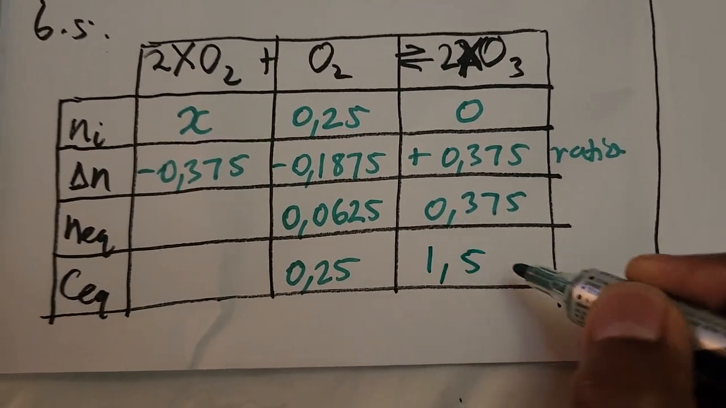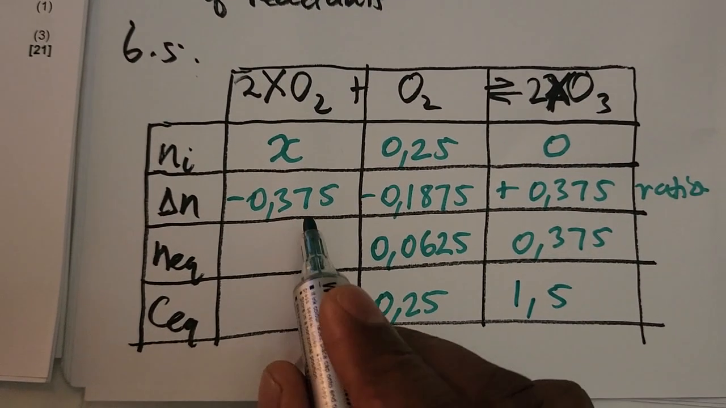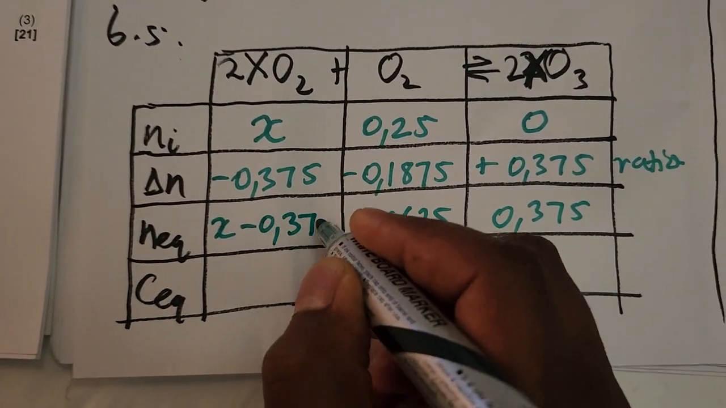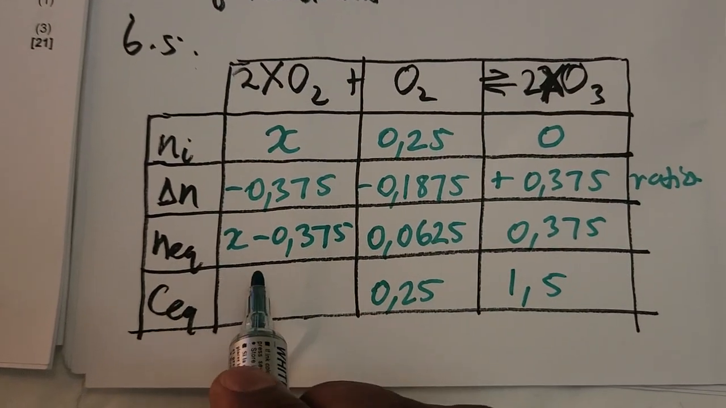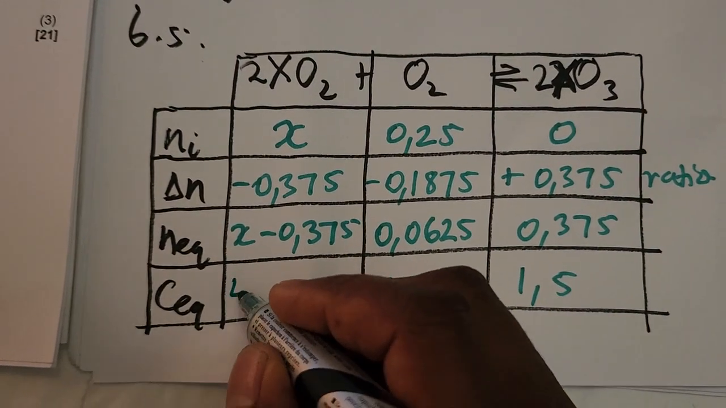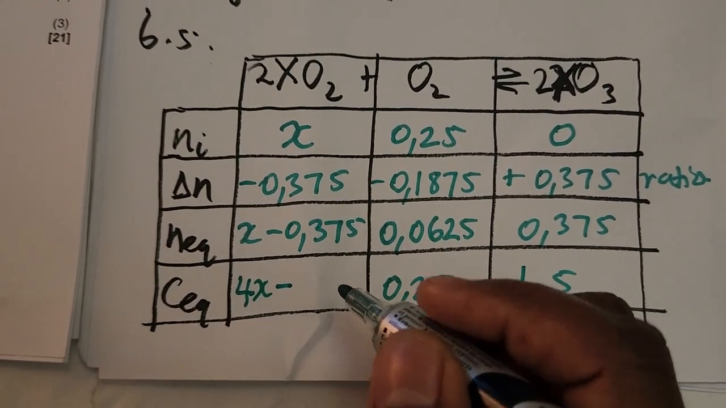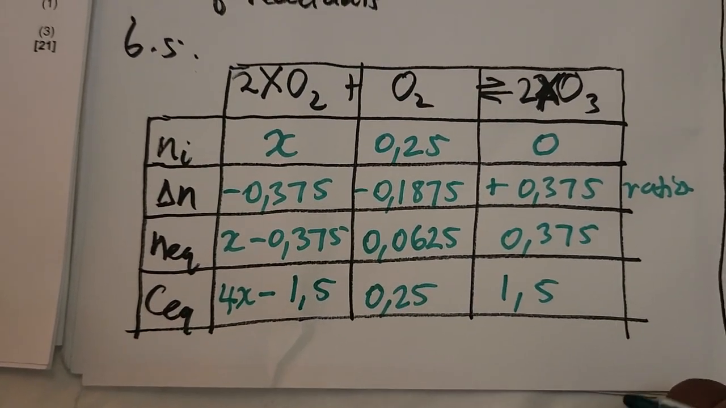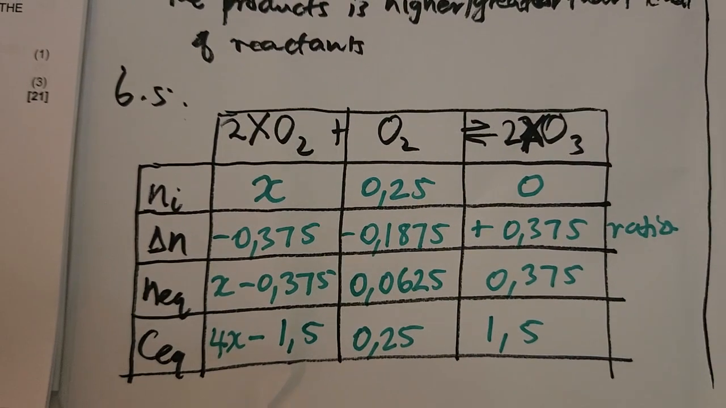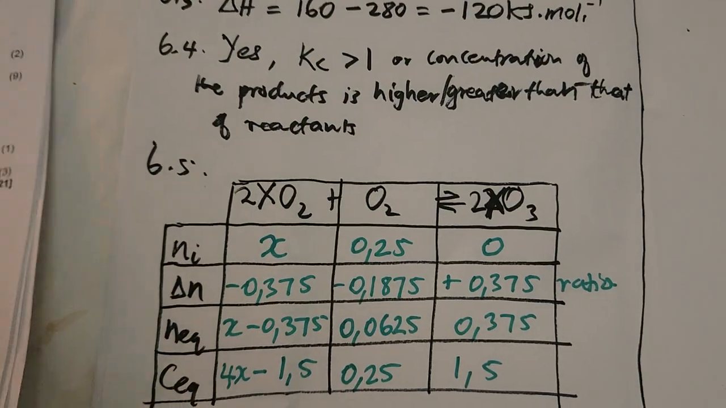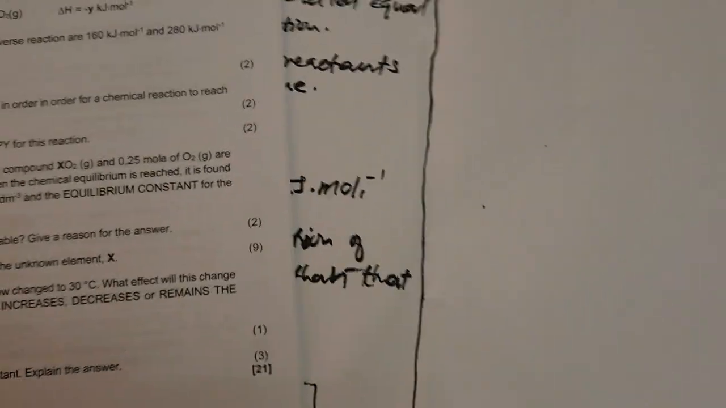Then I get 1.5. This one, this minus this, it will be now X minus 0.375. I now divide by 1/4, which is the same as multiply by 4. Therefore this will be 4X minus 1.5. I hope it's understood in this case. Now from here I can now solve the problem. Yes, how do I solve the problem now? Then I just write the Kc expression.